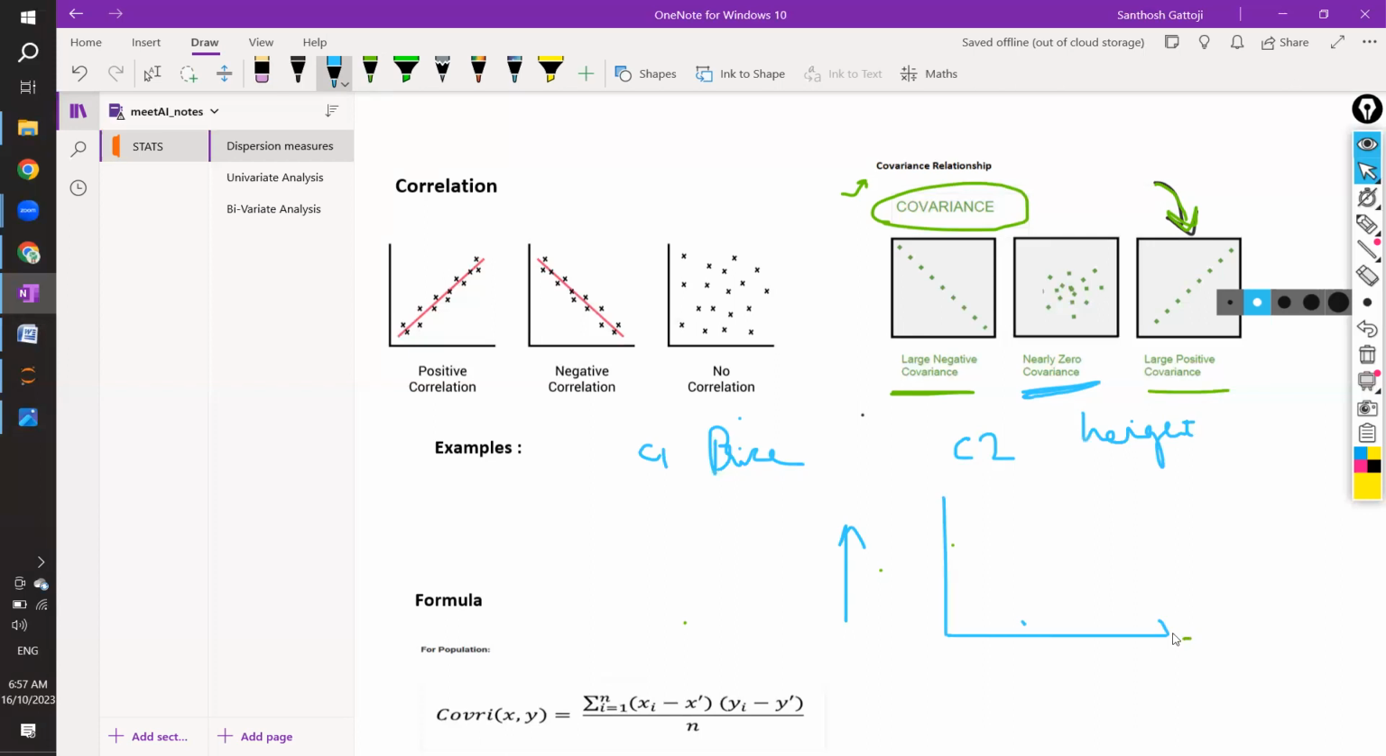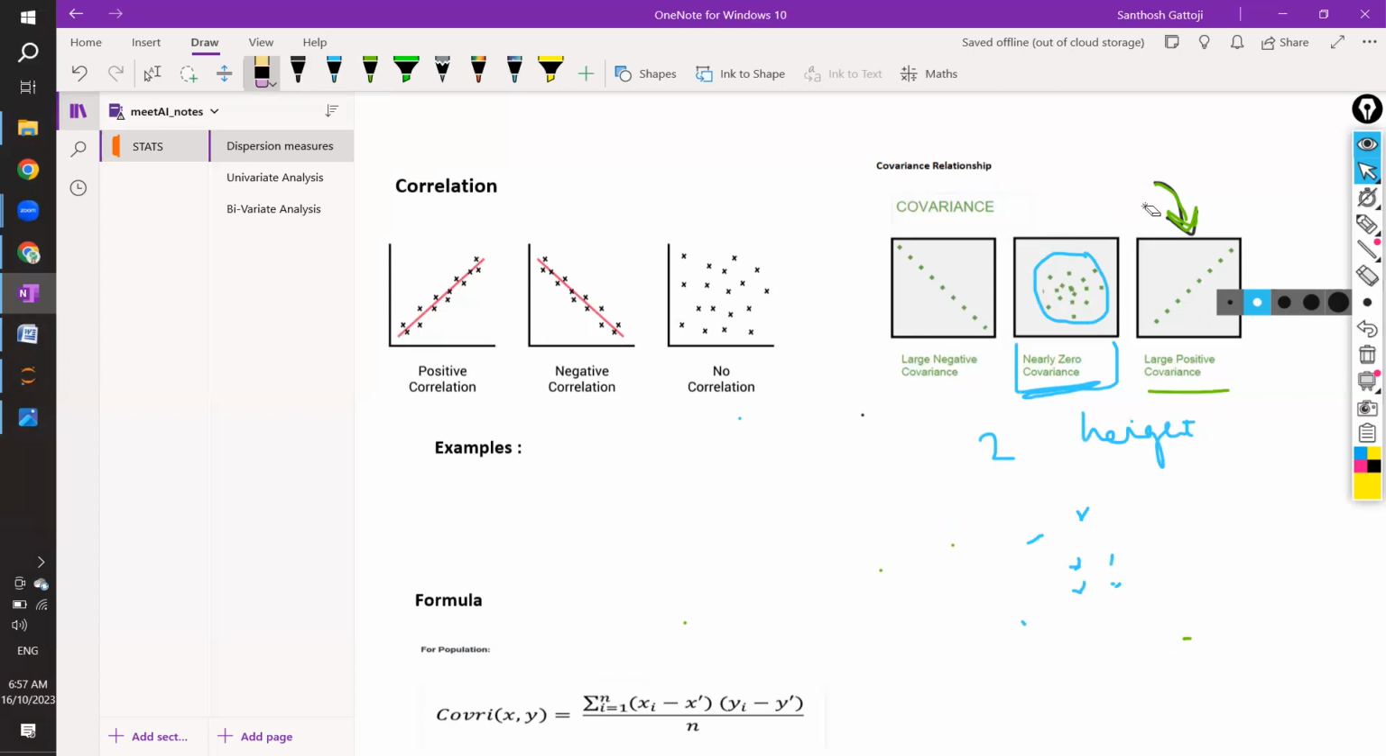So if you try to plot a graph, it will be something like this. You cannot see any perfect relationship between these. You cannot take a decision whether it is affecting one column or not. Fine. So obviously this type of columns are called nearly zero covariance. That means there is no relationship existing between the price of the house and the height of the person.